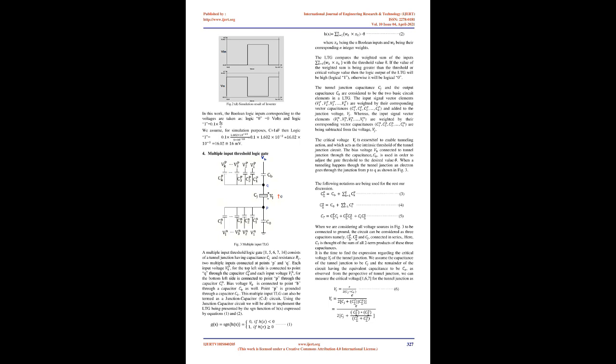For proper operation of a SET, both of the resistances R1 and R2 should be greater than h/e², about 25.8 kΩ, and the charging energy EC equals e²/2C, where C equals C1 plus C2 plus Cg, should necessarily be greater than the thermal fluctuations, i.e., kBT, the product of the Boltzmann constant kB, 1.380649 times 10^-23 Joule/K, and the temperature T in Kelvin.